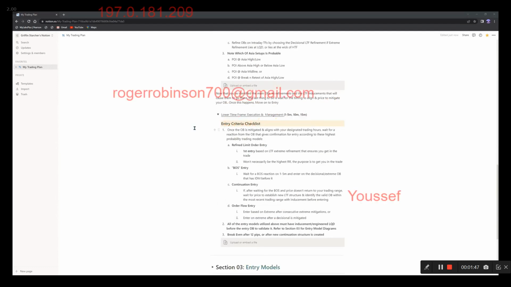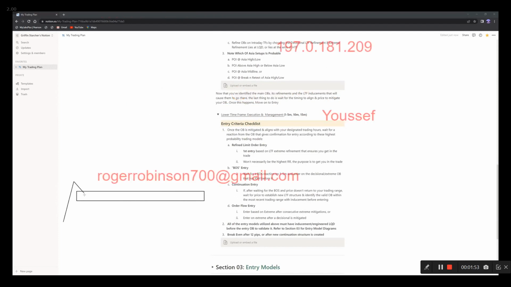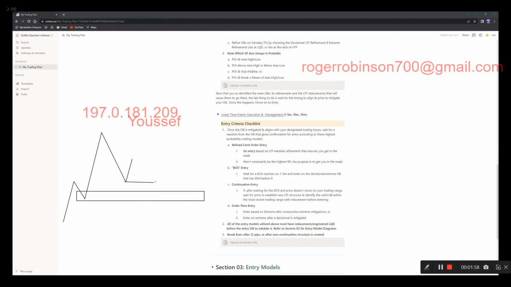All right. So once the OB is mitigated on your higher time frame perspective, and we're going to draw this out so we have some example. Let's say this is your higher time frame order block. Okay. This is how we are always going to approach it and how I approach it. All right, this is your higher time frame order block right here. And let's say this is where price currently is. We know that we have some form of inducement, and this validates or verifies this is the correct order block, and it comes into a low.